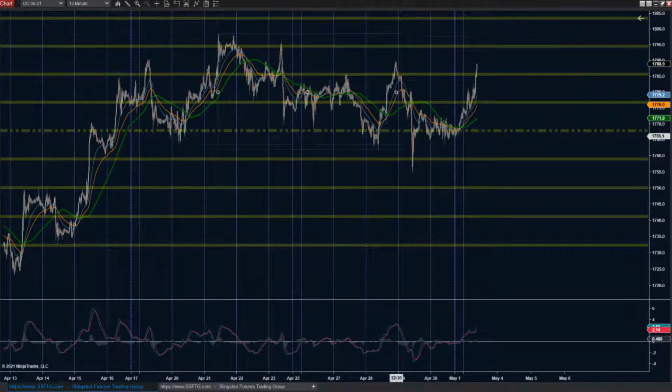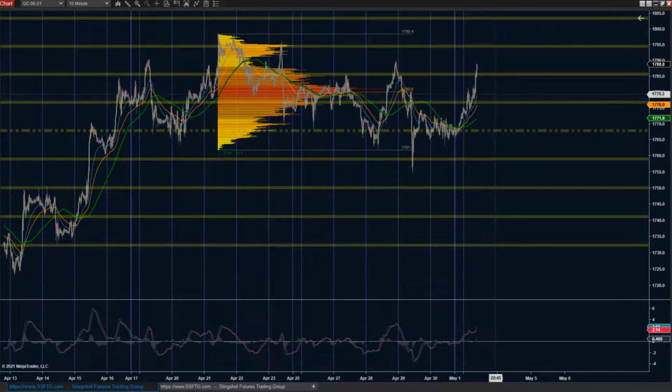Gold from that top down to that low. Are we breaking above it? I'm assuming it's probably around the 80s, right? Yeah, to the tick. So we are healthily breaking above from that perspective.